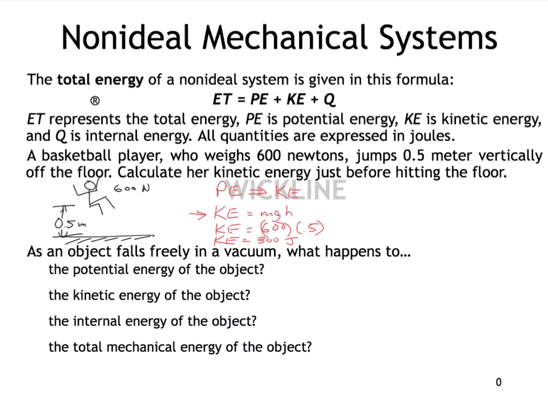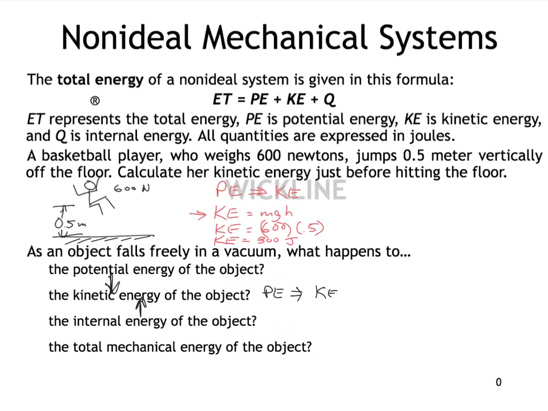All right, let's answer some conceptual questions. As an object falls freely in a vacuum, what happens to its potential energy? If it's falling, its potential energy is going to be decreasing as it falls freely. But its kinetic energy would be increasing. And those two things are related. It's because the potential energy of that object is equal to and is becoming the kinetic energy.